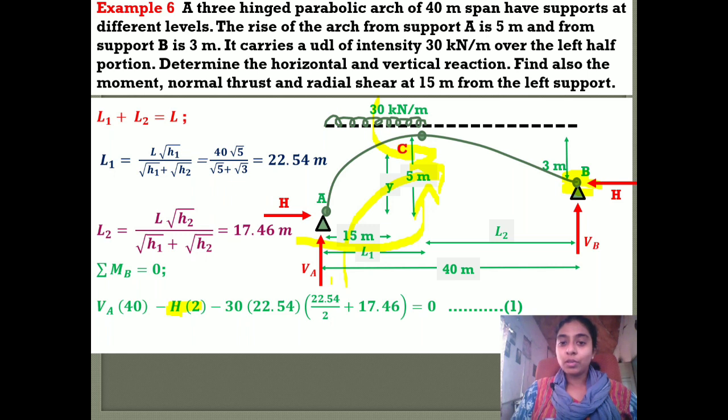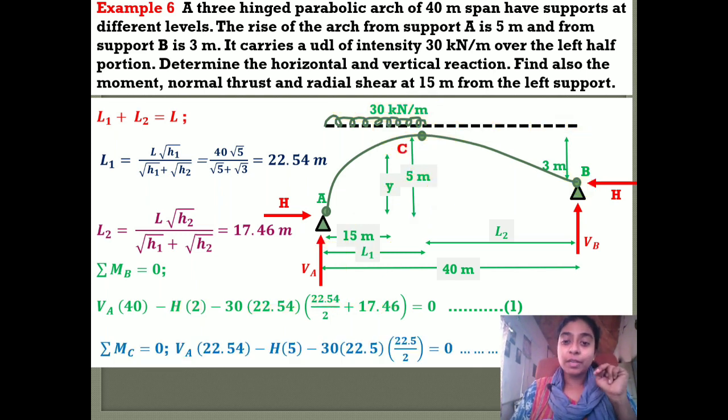So 30 into the distance L1 is 22.54, multiplied by this distance, that is 22.54 divided by 2 plus L2 is 17.46, is equal to 0. So we will take it as equation number 1 because we have two unknowns, VA and H. So take this as equation number 1. So we need one more additional equation to find the values for VA.